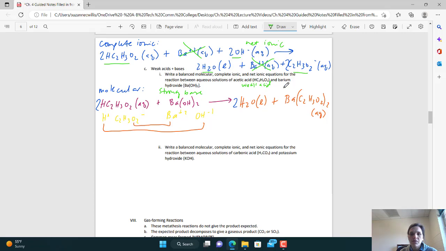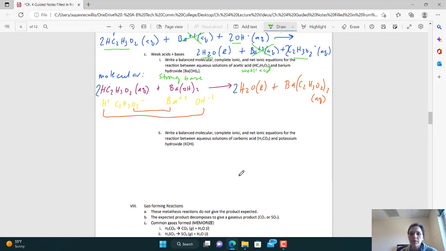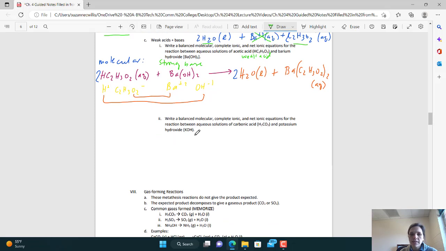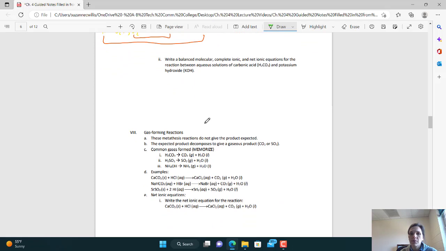So now take a minute, you might even want to just pause and try this next one on your own. It's going to be really similar. So you have a weak acid with a strong base. So work through it and try to determine who your products are and then break it down into your ionic ones.